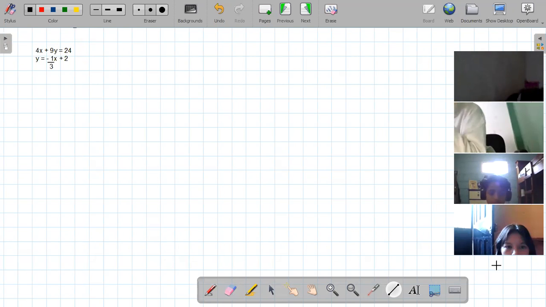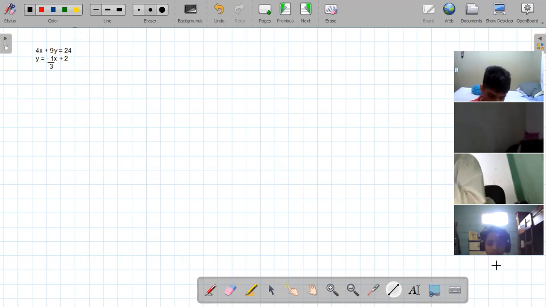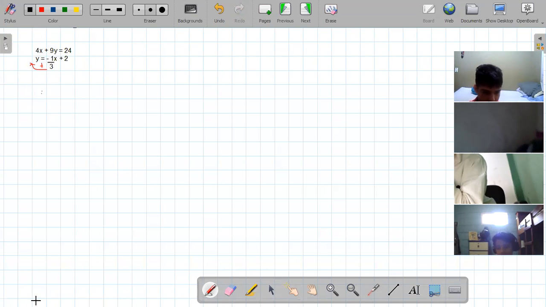My first step is to group all the variables on one side. To pass all the variables to one side in equation 2, right? Because the first one has both variables on the same side. So I'm going to pass this negative 1/3 to this side, positive. And I'm going to write first the variable x. Okay, so I'm going to say 4x plus 9y, because I'm doing nothing to the first one, equals 24.